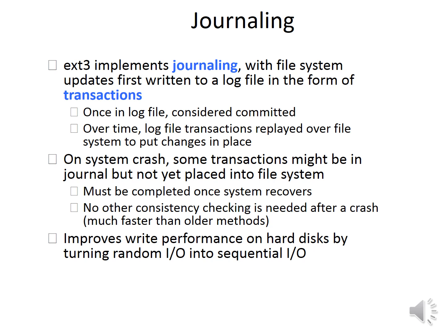Journaling. ext3 implements journaling, with file system updates first written into a log file in the form of a transaction. Once in the log file, it is considered committed. Over time, the log file transaction is replayed over the file system to put changes in place. On a system crash, some transactions might be journaled but not yet placed into the file system, and must be completed once the system recovers. No other consistency checking is needed after a crash. It improves write performance on a hard disk by turning random IO into sequential IO.